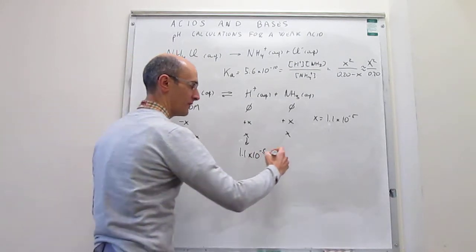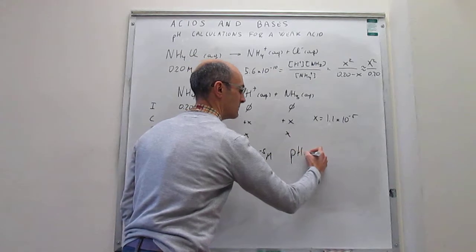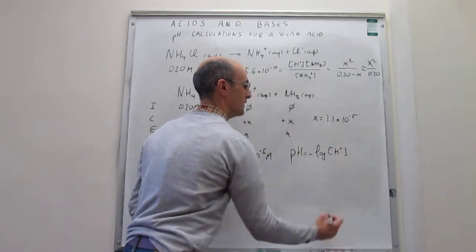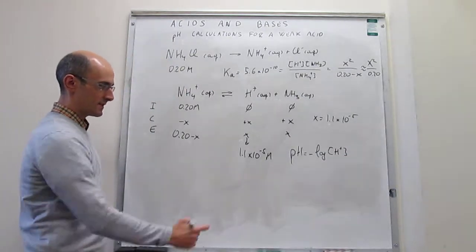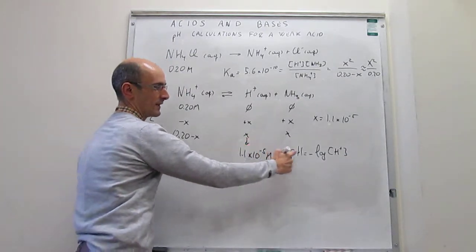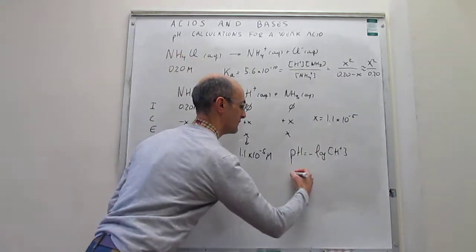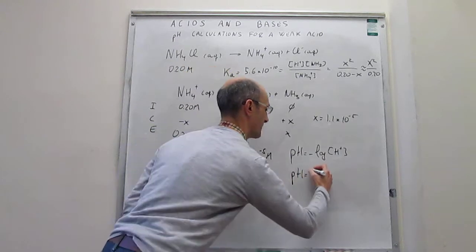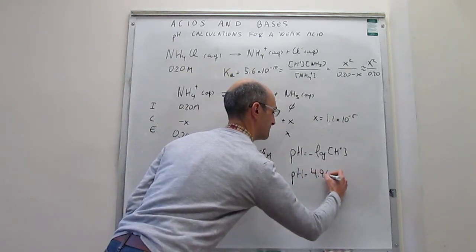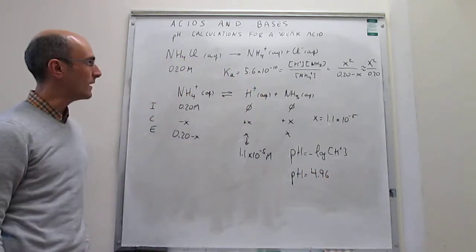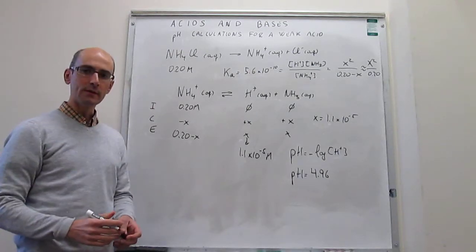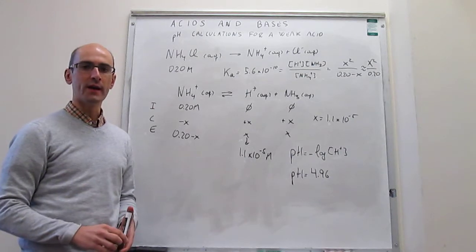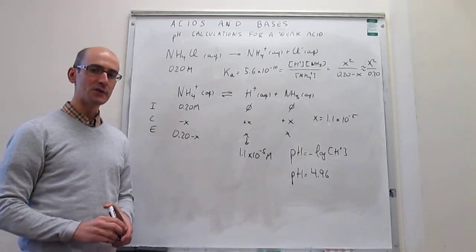Notice that the definition of the pH is the minus base 10 logarithm of the concentration of protons. So the only thing that we need to do is simply plug this concentration of protons at equilibrium in our pH expression and then solve for it. And that pH happens to be 4.96. So this is how you calculate the pH of a weak acid solution.